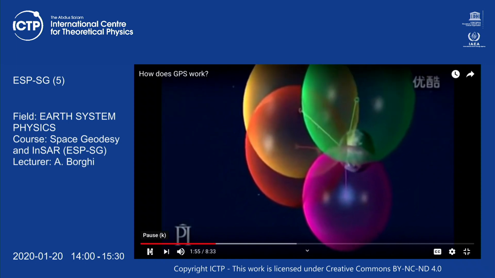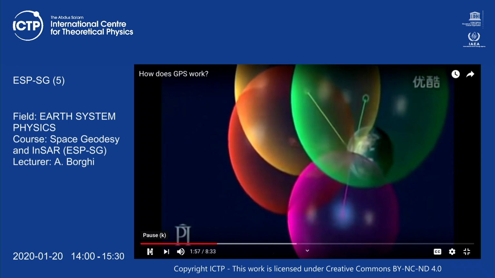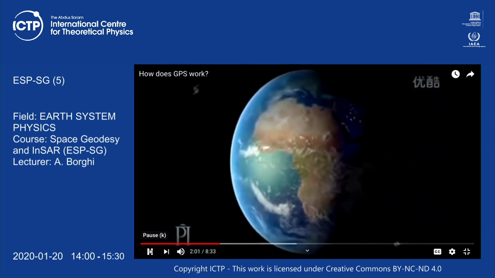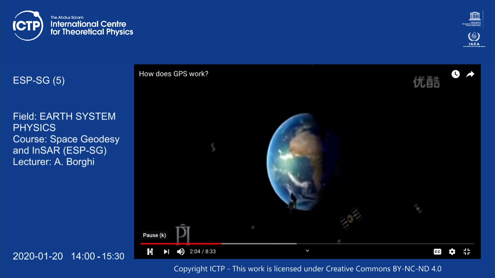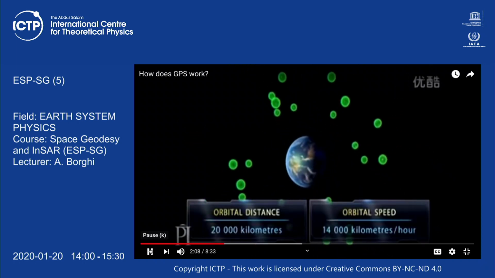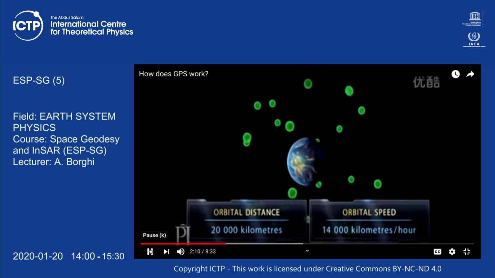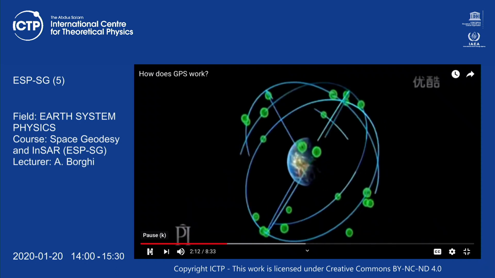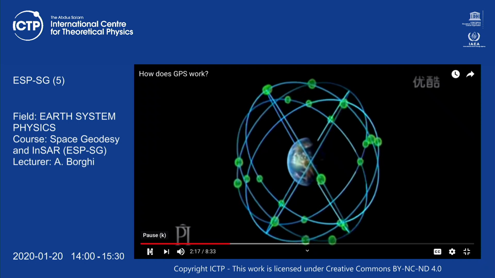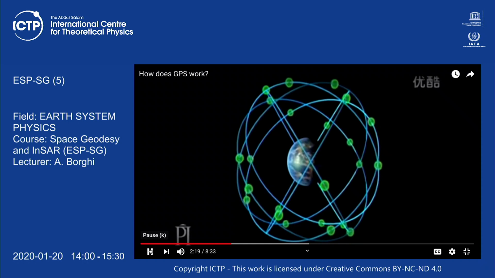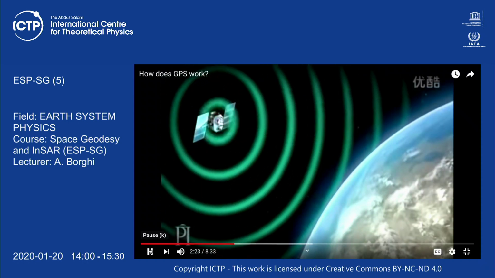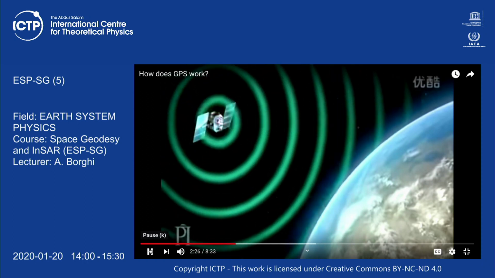From that, you can figure out where you are on the Earth's surface. The Global Positioning System is a network of over 30 satellites orbiting 20,000 kilometers above us. They move at a speed of 14,000 kilometers per hour. Each satellite follows one of 6 orbits, arranged so at least 4 satellites are visible from any point on Earth. The satellites constantly transmit signals, easily picked up by anyone with a GPS receiver.